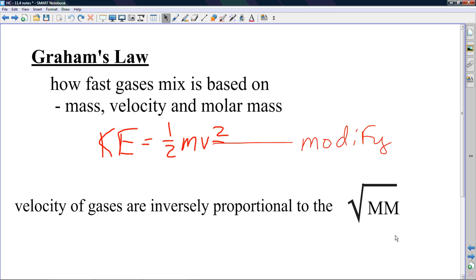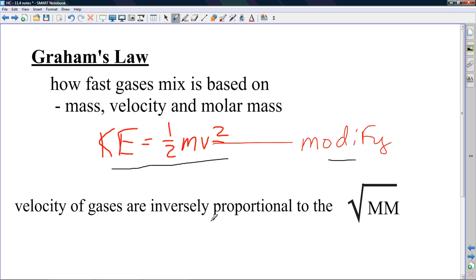Graham's law basically talks about how quickly gases will mix based on three things: mass, velocity, and molar mass. They're all tied together. The simple concept of kinetic energy, which comes from physics, is equal to 1/2 times the mass of an object times its velocity squared. What Graham's law did is basically modify this equation. So what it says here, the velocity of gases are inversely proportional to the square roots of their molar masses.